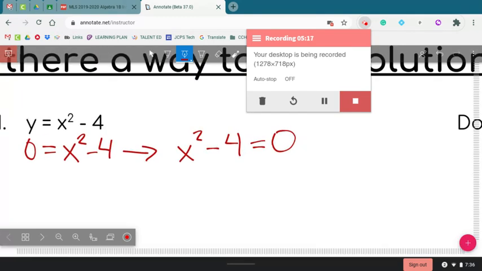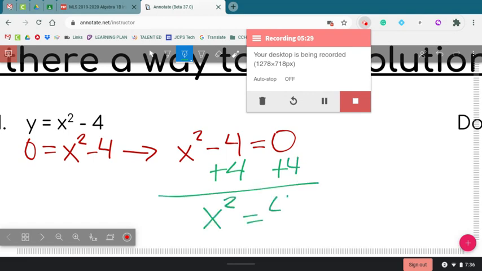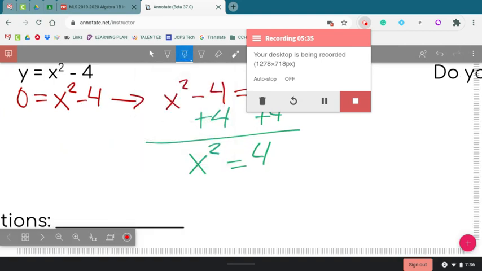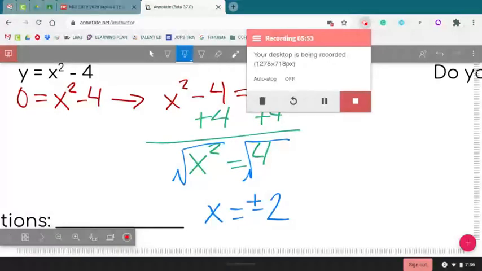Okay, and I'm going to solve this for x. So I'm going to add 4 to both sides. I'm going to get x squared equals 4. Now, I have to get x by itself. It is not by itself yet. So how do I get x by itself? The opposite of squaring a number is taking the square root. So I'm going to take the square root of both sides. So the square root of x squared is going to be x. The square root of 4 is going to be 2. But you have to remember, anytime you square root a number, you can get either a positive or a negative of that square root. So your solutions would be x equals positive or negative 2.